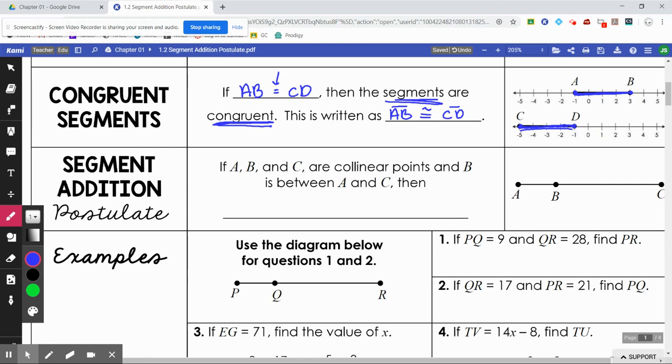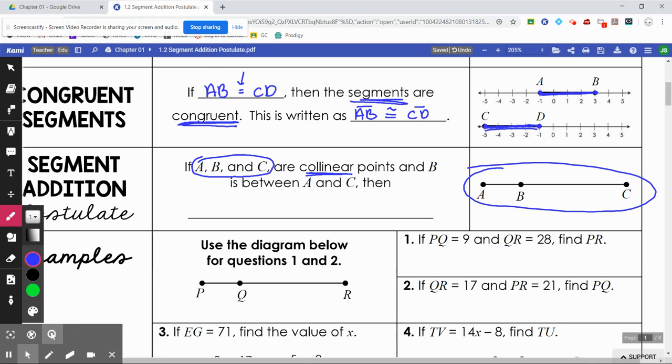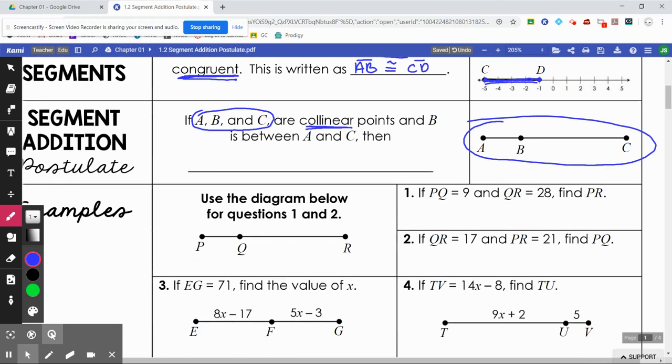Now, next up, we have what's called the segment addition postulate. We're going to be using this segment addition postulate all throughout geometry. The segment addition postulate says this: if A, B, and C are collinear, and a reminder, the word collinear means that they're on the same line. And you see that over here, A, B, and C are collinear points, and B is between A and C. Then we know that the length from A to B plus the length from B to C.